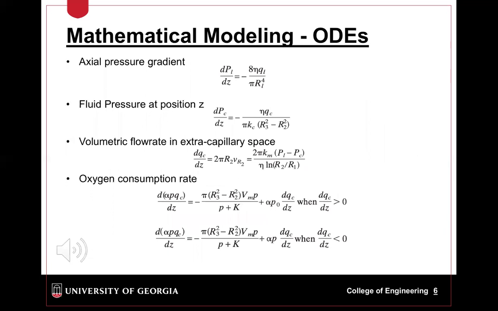The model we adapted from literature includes 4 coupled ODEs as seen here. The first ODE represents the axial gradient of pressure through the system. Second is the fluid pressure at position Z along the axis of flow. Third, we have the volumetric flow rate into the extracapillary space from the lumen. Finally, we have the oxygen consumption rate. All of these ODEs are modeled as functions of axial position Z.